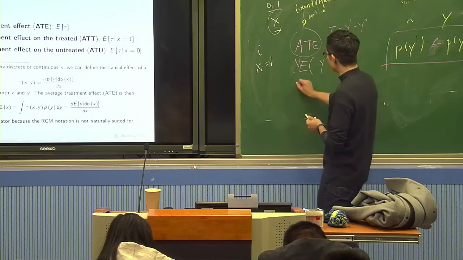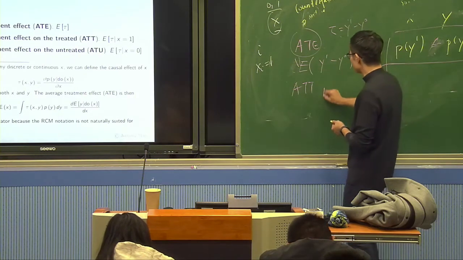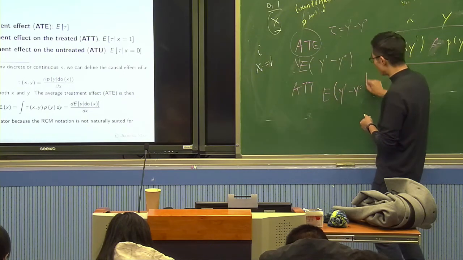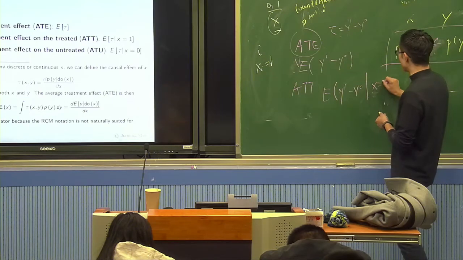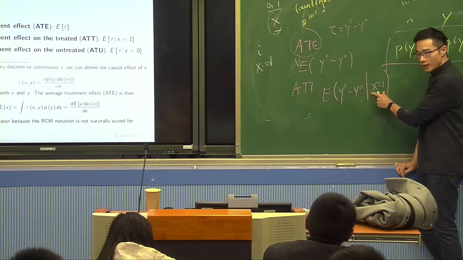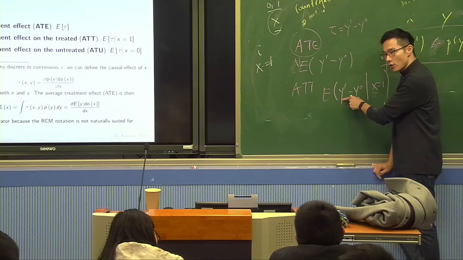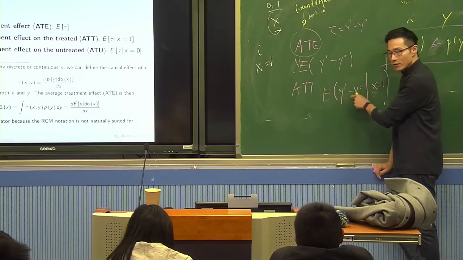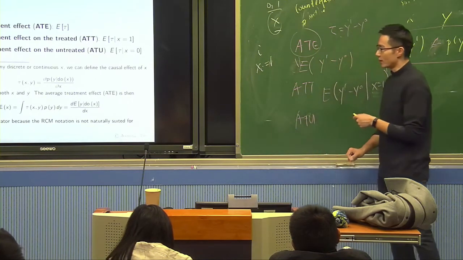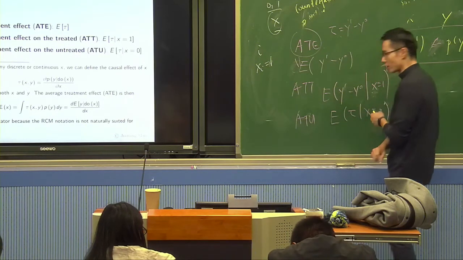Now, we can also speak about the ATT, which is the average treatment effect on the treated. What does that mean? That means the expectation of y1 minus y0 conditional on x equal to 1. Because by conditioning like this, we mean the people who actually receive x equal to 1. For them, what is the causal effect? So the ATT is the causal effect for people who have received the treatment. All right? And of course, there's also the ATU, the average treatment effect on the untreated, same thing, which is E of tau given x equal to 0.